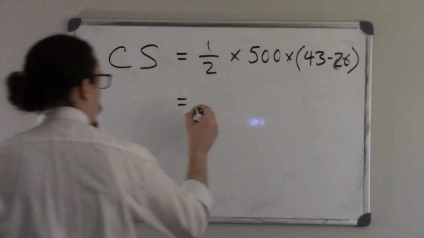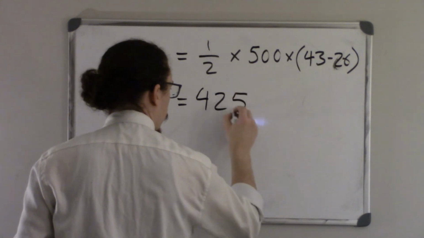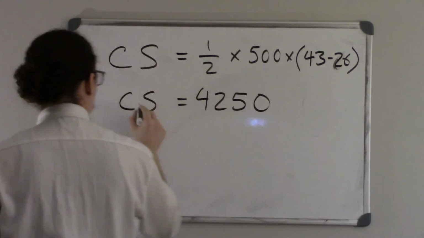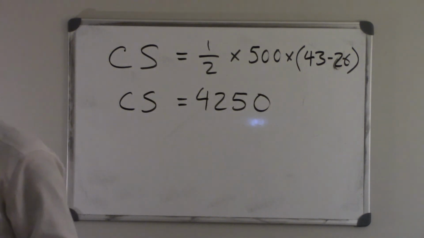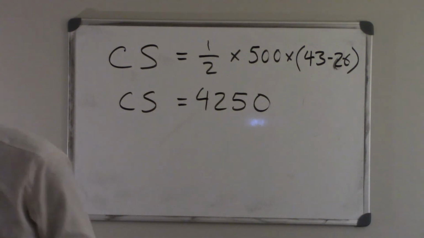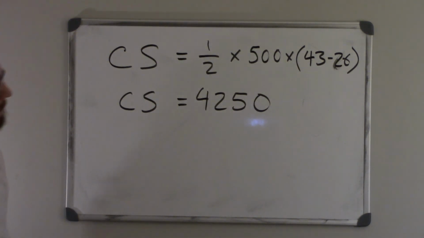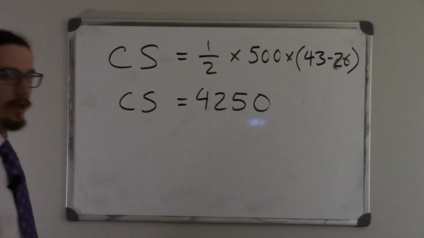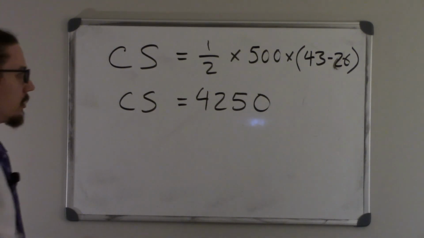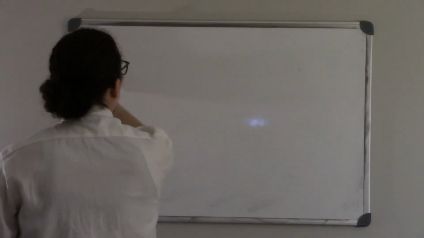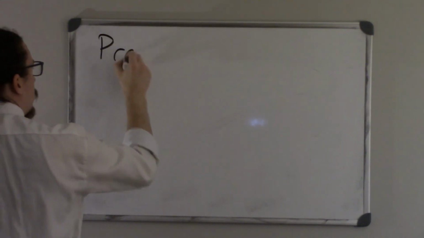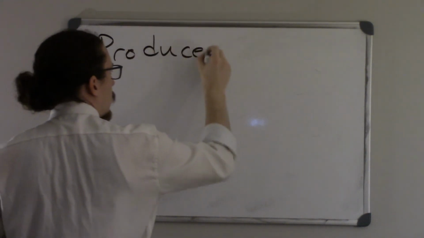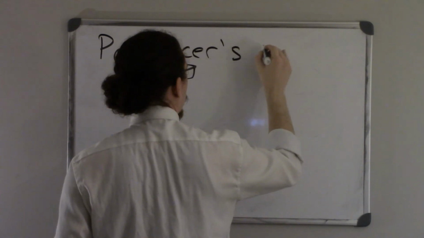Once we punch that into our calculator, we should get a consumer surplus of 4,250. That is how we would calculate a consumer surplus. Now let's move on to our producer surplus.